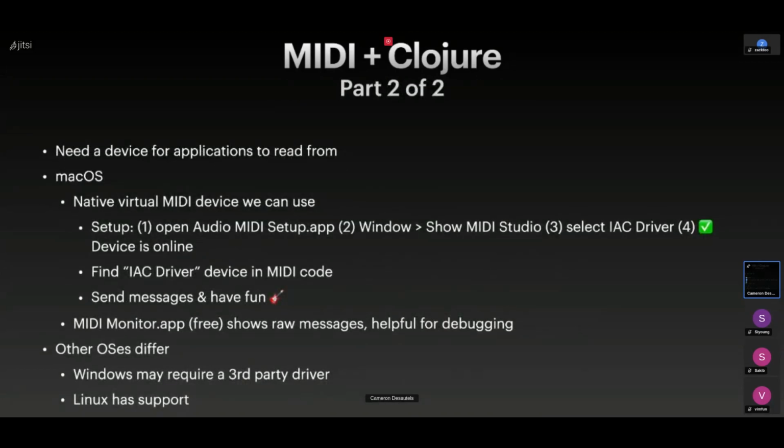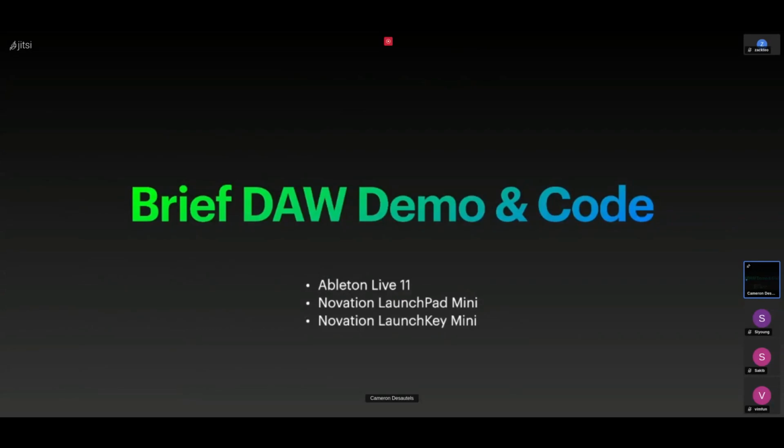One last thing is that when you want to have software generate MIDI messages and make those available to other devices on your computer, you need to have basically a virtual MIDI device that those programs can read from and you can send data to. The process to do this on macOS is super easy, which is awesome. It's basically built-in functionality in the operating system. So you can really easily just wire up Clojure to start sending out this data and then plug it into anything you want, which I'll show you now.